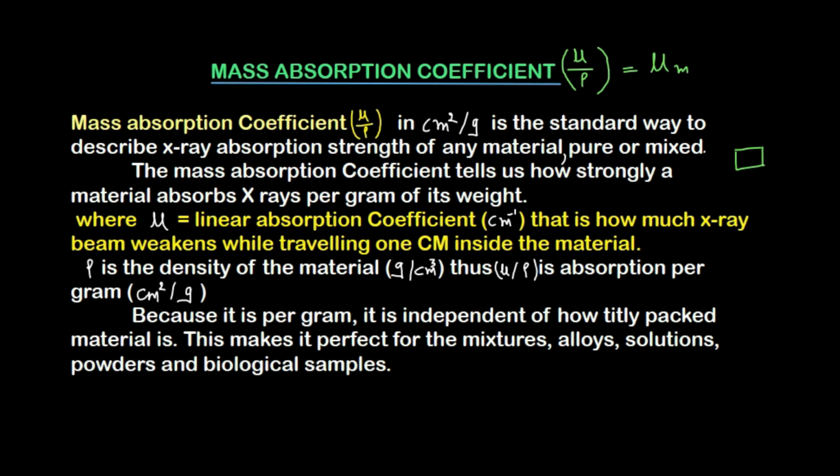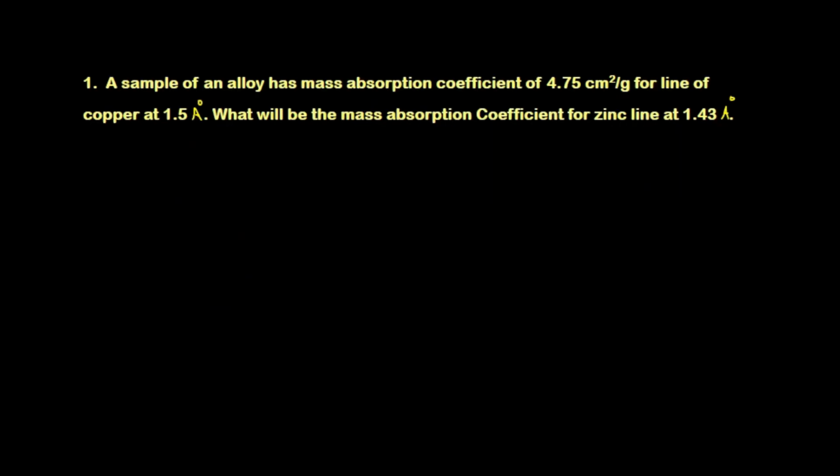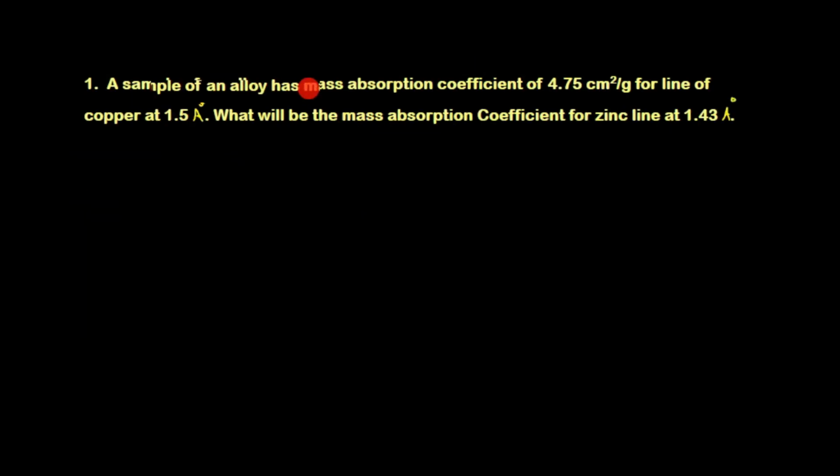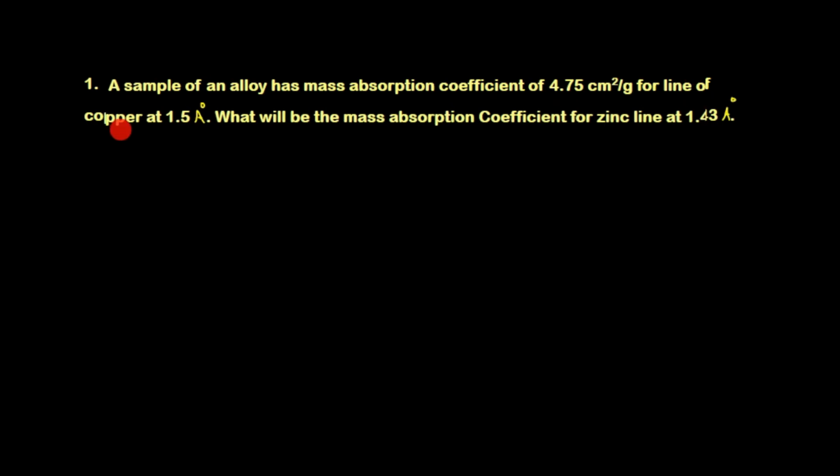Now we will solve the numerical based on this. So this is your first numerical. A sample of an alloy, as I already told you, it is applicable for any kind of substance. A sample of an alloy has a mass absorption coefficient of 4.75 centimeter square per gram for the copper line at 1.5 angstrom. This is the wavelength of the light, right? And this is the copper line which we generally use in X-ray machines, right? What will be the mass absorption coefficient for the zinc line at 1.43 angstrom?